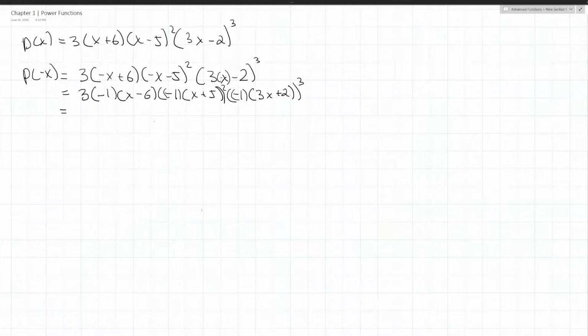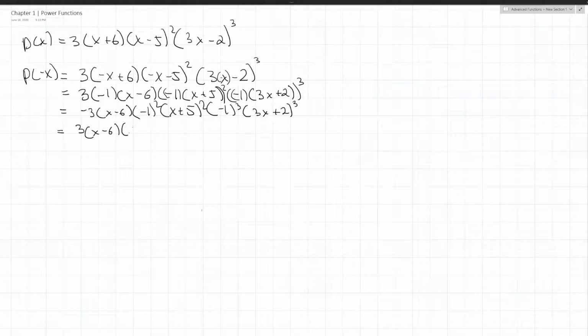Let's expand this. So what do we have? We have negative 3x minus 6. Then we have negative 1 times x plus 5 all squared. We could rewrite this as negative 1 squared times x plus 5 squared, negative 1 cubed, 3x plus 2 to the power of 3, which is all equal to, this becomes positive, negative 3x minus 6, x plus 5 squared, 3x plus 2 to the power 3. We could see that these two functions aren't the same, therefore it is not even. Let's see if it's odd.